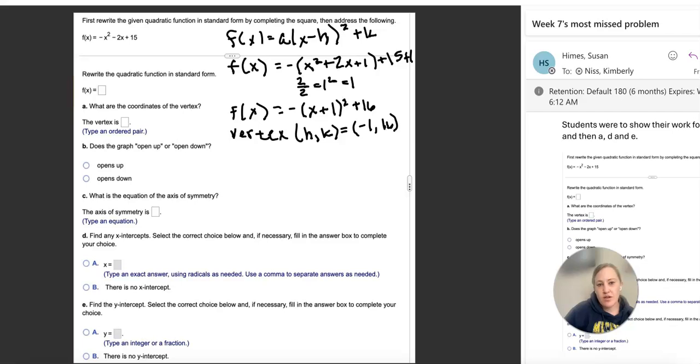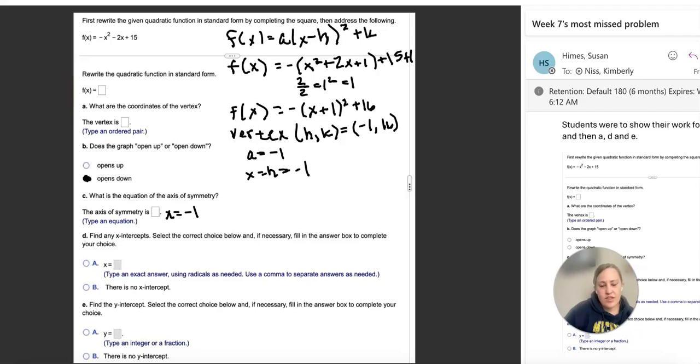Decide whether the graph opens up or opens down. That's based on our leading coefficient a. If a is negative, then it opens down. If a is positive, then it opens up. And in our case, a equals negative 1. So therefore, it opens down. That's going to be our answer for that. The axis of symmetry for part C is x equals h. And in this case, h equals negative 1. So the axis of symmetry is x equals negative 1.